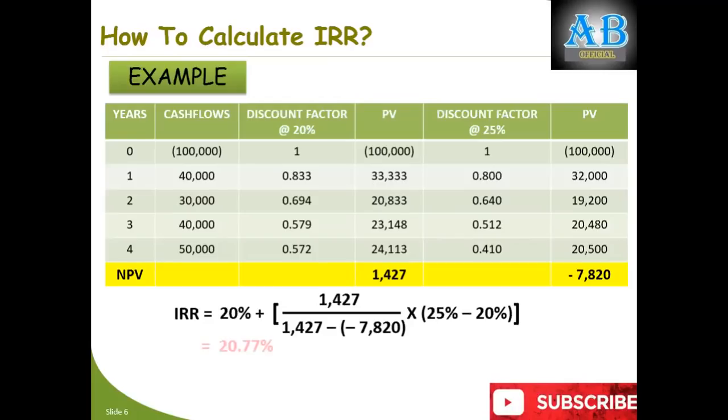So we have calculated, and our answer is 20.77%. So by calculating this formula, we calculate the answer, which is 20.77%.